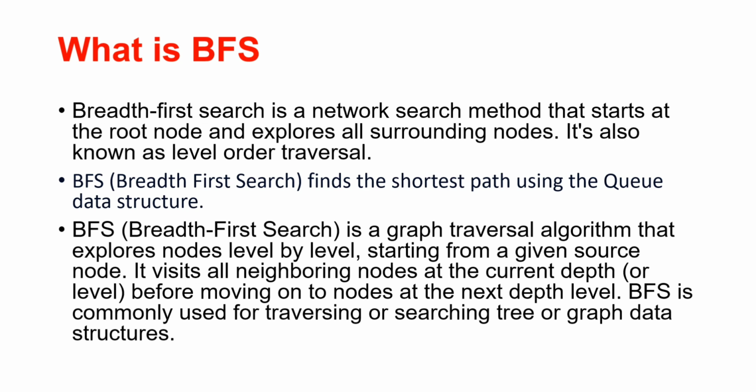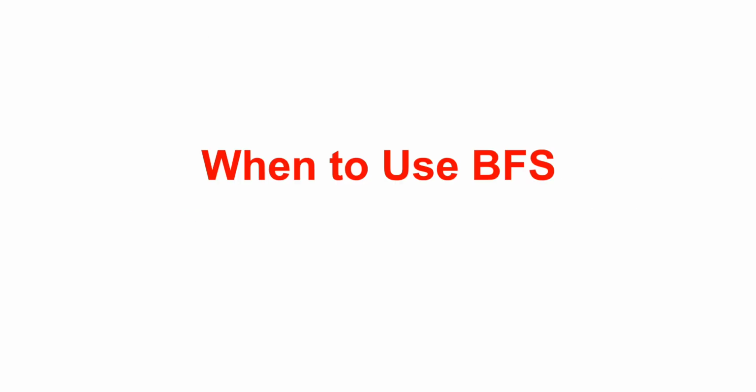Next, we move to when to use BFS. When do we need to use the BFS traversal algorithm? For example, for the shortest path in unweighted graphs, we are using BFS. BFS is ideal for finding the shortest path in unweighted graphs because it explores all the nodes at the current level before moving deeper. And another one is level order traversal. BFS is perfect for level order traversal of trees or graphs, visiting all the nodes at the same depth.